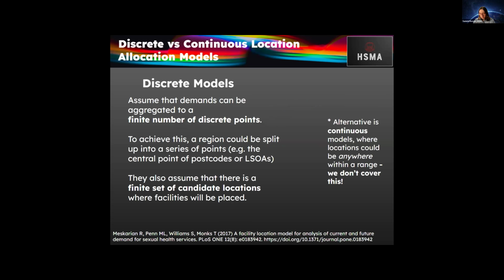Well, the first thing we need to think about is whether our demand is discrete or continuous. Our locations are discrete or continuous. So what we teach on this course is what's called discrete modeling of location allocation problems. This assumes that demand can be aggregated to a number of discrete points.